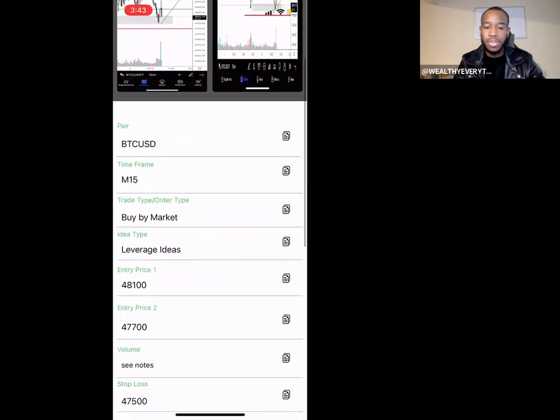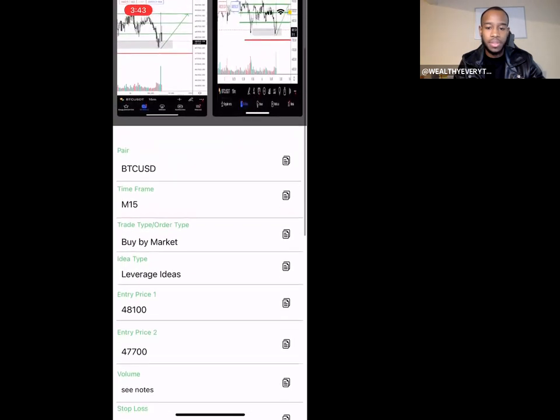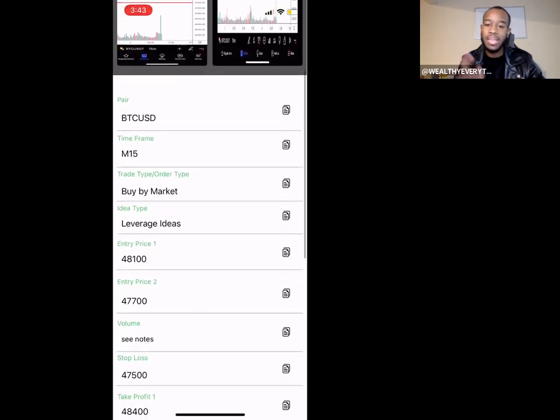So yeah, this is going to be the last thing we look at for time purposes, but it's Bitcoin. The trade is on the 15-minute time frame. Under trade type, it says buy market. So that means I'm looking at Bitcoin and I'm looking to buy.